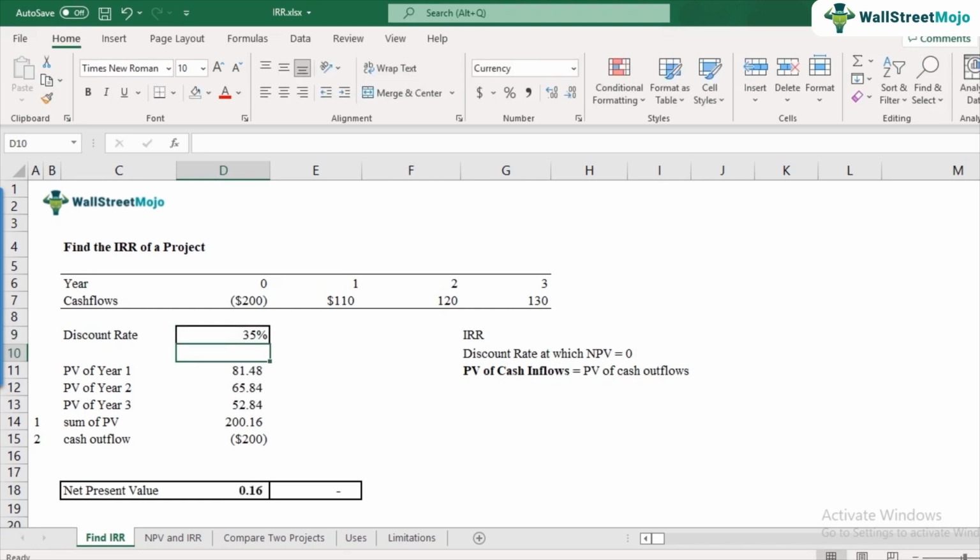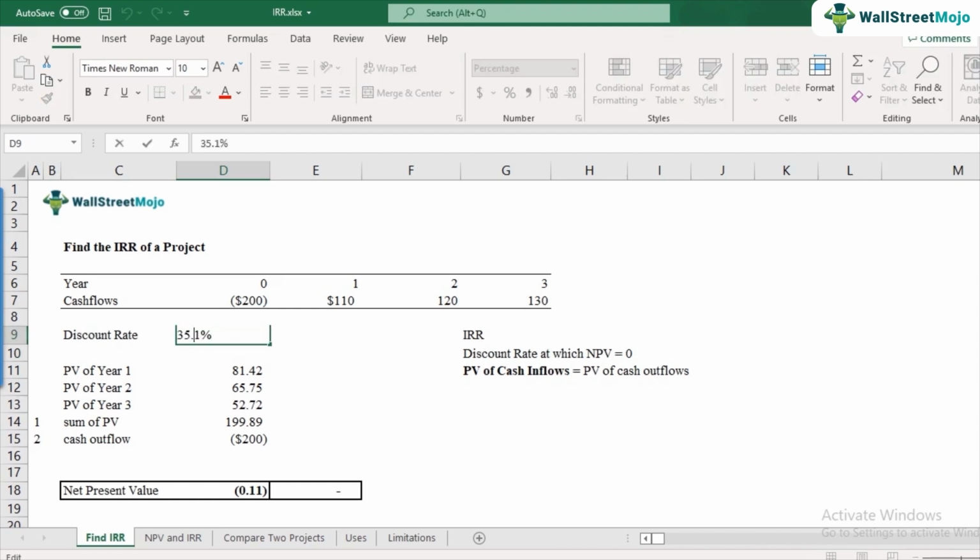So let's try 35. Here we have 0.16, which is closer to 0. How about 36? This is negative, minus 2.56. So basically the internal rate of return is between 35% and 36%. Let me try 35.1%. This is again closer to 0.